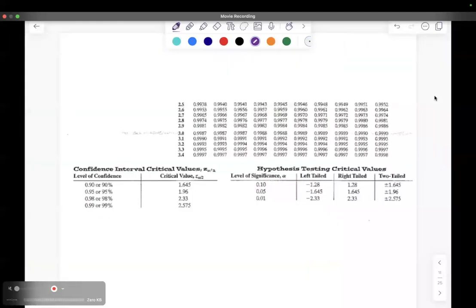At the bottom of your Z table, so this is just a snip of the bottom of your Z table. These are the most common critical values. And these are alpha divided by 2.